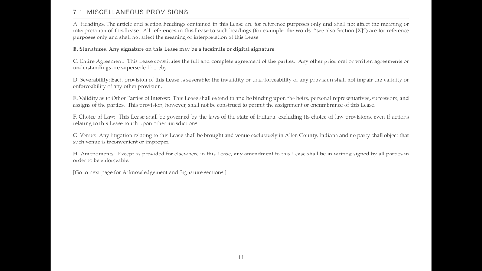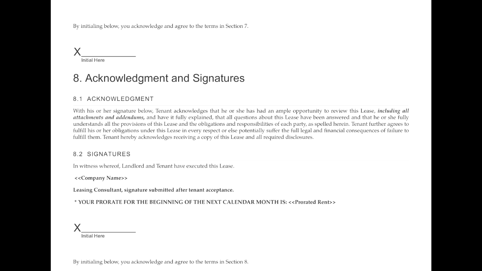G, venue. Any litigation relating to this lease shall be brought and venued exclusively in Allen County, Indiana, and no party shall object to that venue as inconvenient or improper. H, amendments. Except as provided for elsewhere in this lease, any amendment to this lease shall be in writing, signed by all parties in order to be enforceable. Please initial at the top of page 12. Moving to page 12, section 8, acknowledgement and signatures.